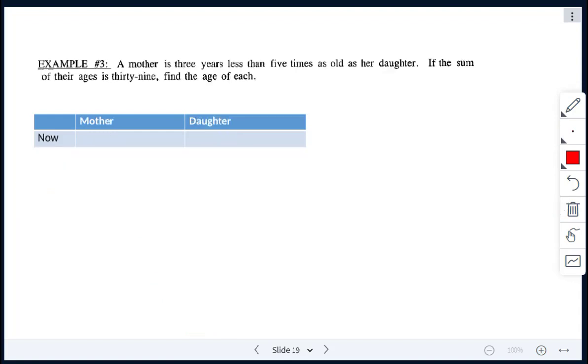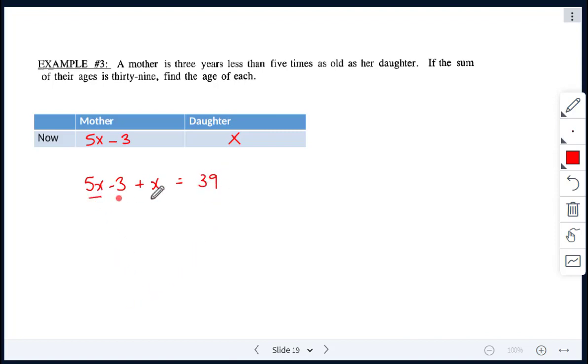Next example, a mother is 3 years less than 5 times as old as her daughter. So x for daughter. The mother is 3 years less than 5 times as old as her daughter. So 5 times x and then 3 years less, minus 3. Okay, so those are the expressions for the mother and daughter. If the sum of their ages is 39, find the age of each. So again, for this one, we're just adding these two together. So 5x minus 3 plus x is equal to 39.